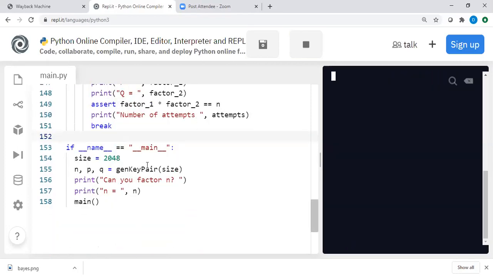So the question is, can you factor n? It's going to print an n and ask Eve to factor it. With an oracle, Eve will be able to factor it. Okay, it's going to take some time. Maybe I should stop this and run with 1024. One possibility. But let's see. Maybe it comes quick. If not, we can run it with 1024.